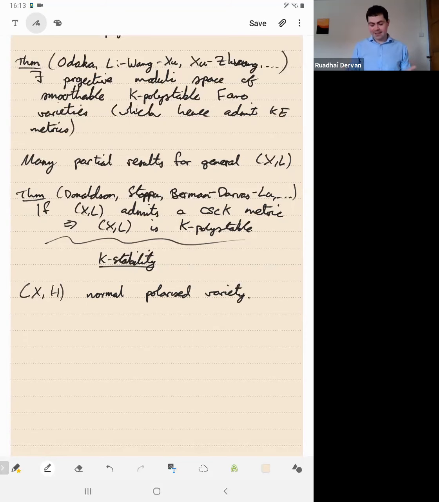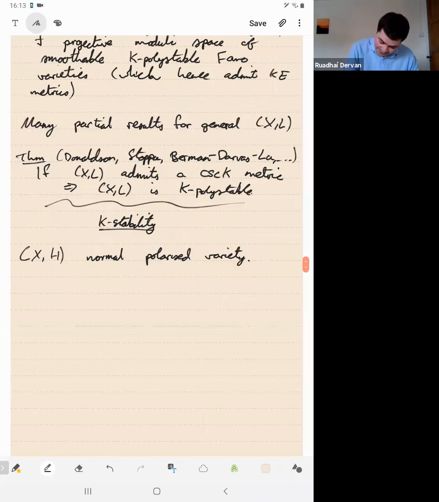So K-stability, essentially the definition contains two steps. First of all, you take some degenerations of your polarized variety. These are called test configurations. So these are degenerations induced by C-star actions. To each test configuration, you associate a numerical invariant, which is called the Donaldson-Futaki invariant. And K-stability then just gives you control over the sign of the Donaldson-Futaki invariant for all such test configurations.